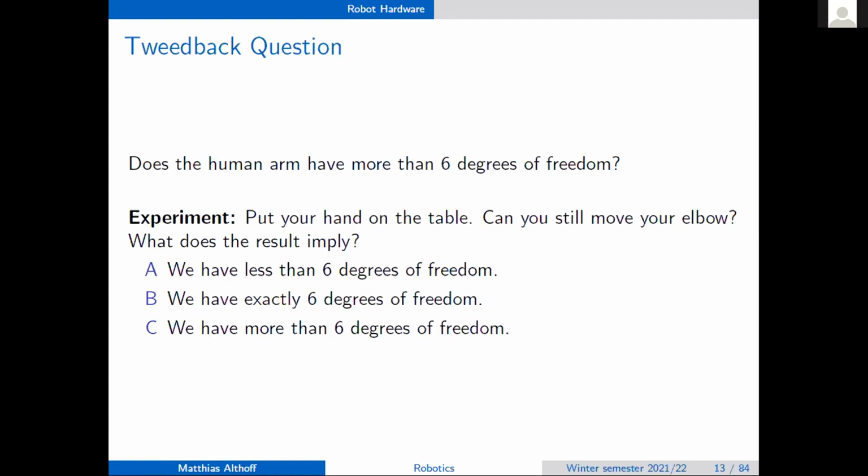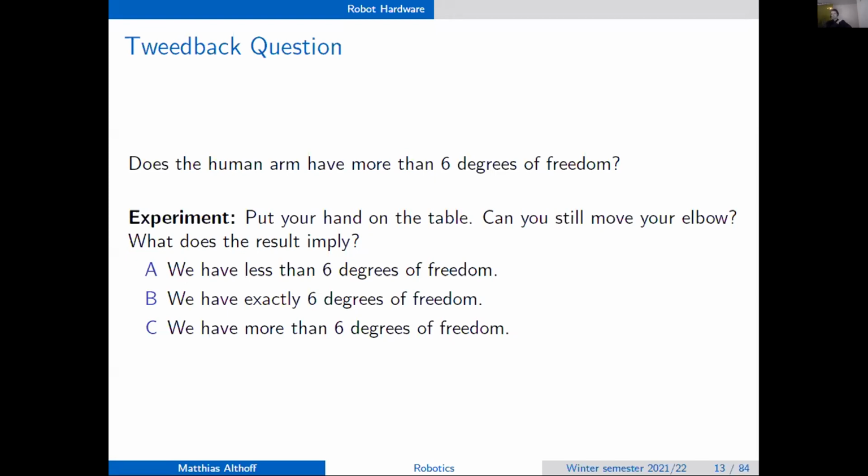Okay, so from what I see, around 40% of people chose B and A, and the rest chose C. So there's not too much difference. Okay, yeah, but C is correct because you put your hand down, which fixes 6 degrees of freedom.